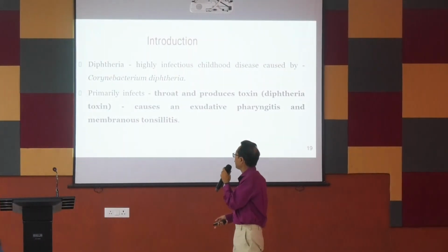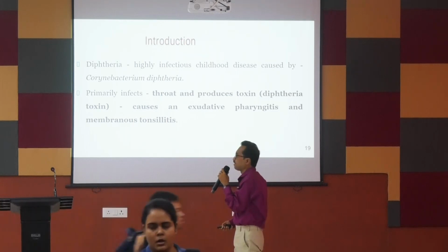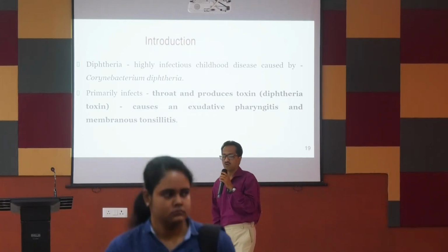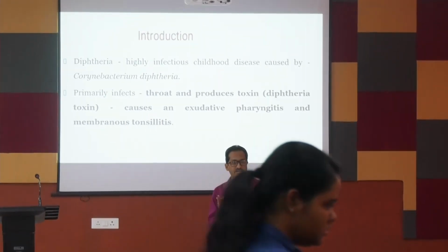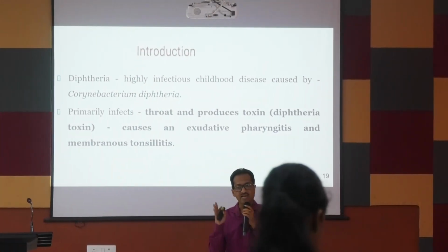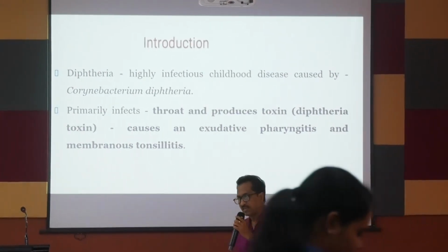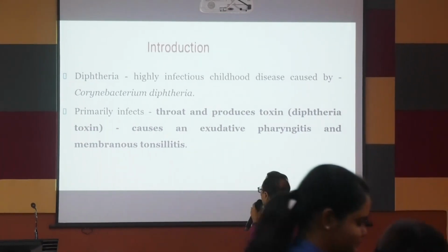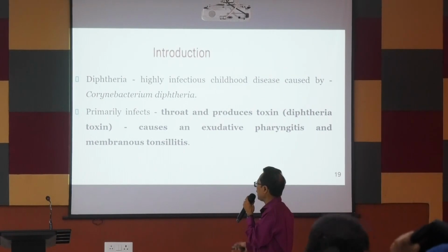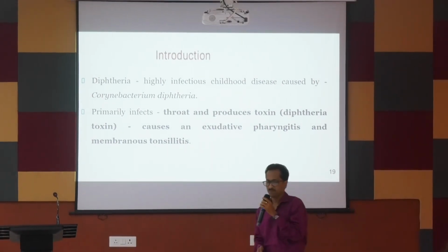Now Corynebacterium diphtheriae is highly infectious. Corynebacterium diphtheriae primarily infects the throat, tonsil and larynx. So that involves the respiratory tract. That is the main site. It causes an exudative pharyngitis and membranous tonsillitis.